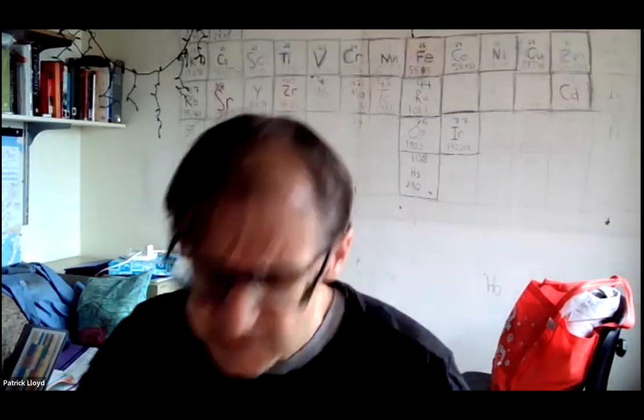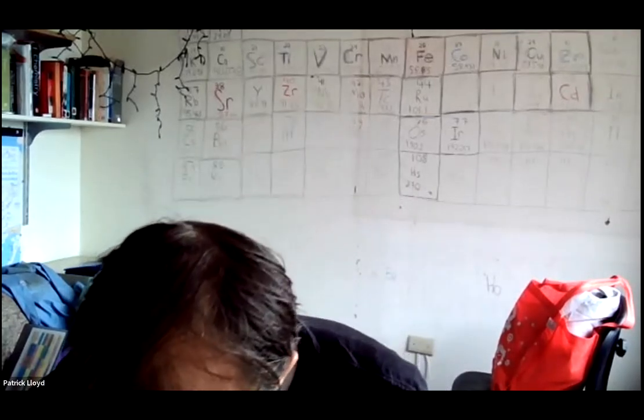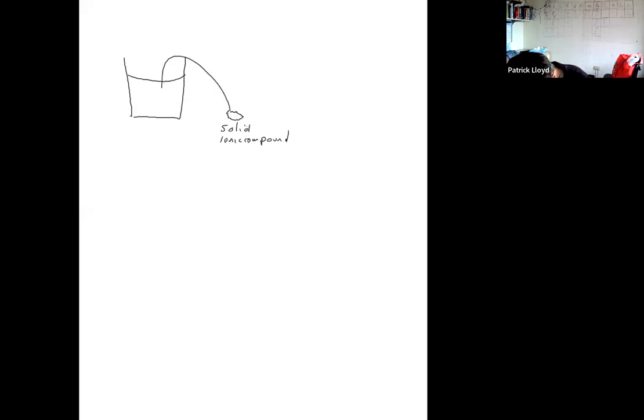So let's take a look at a picture or a diagram of what's happening here. I'll draw a little cartoon of this. Okay. So the idea would be that we have a container with water in it. And then next to it, we have some solid. Okay. And we're going to assume it's an ionic compound. And we try to dissolve it into the water.